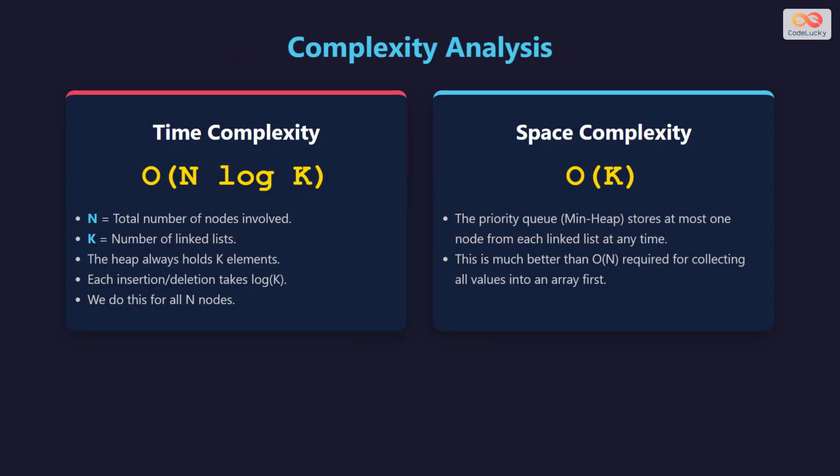Let's talk about performance. Both the min-heap and divide and conquer approaches give us a time complexity of big O of n log k. N is the total number of elements, and k is the number of lists. This is much faster than the brute force method. The space complexity is big O of k, because our heap only ever holds one node from each list at a time.